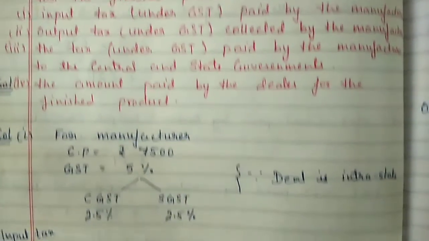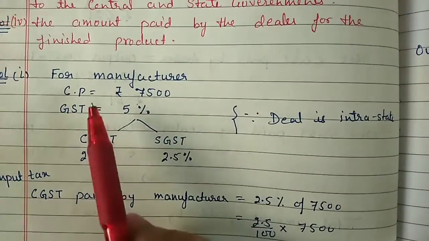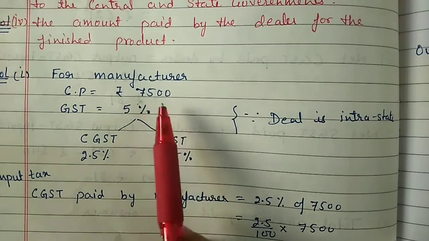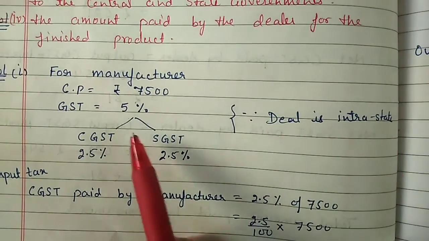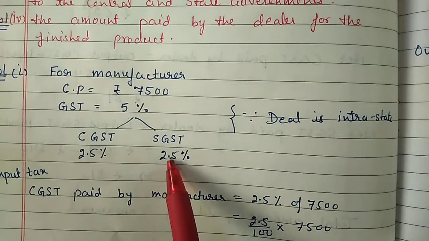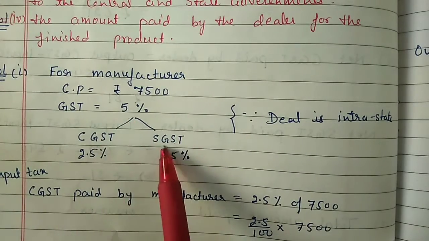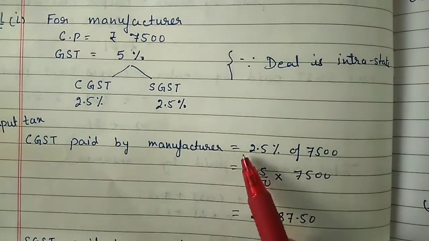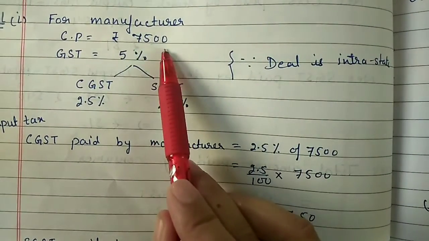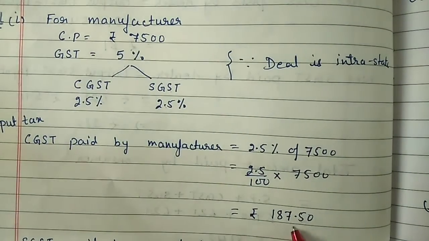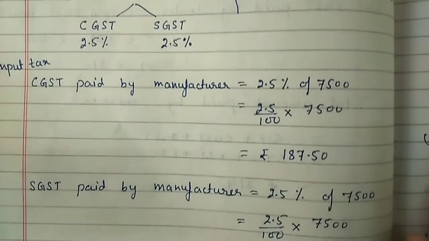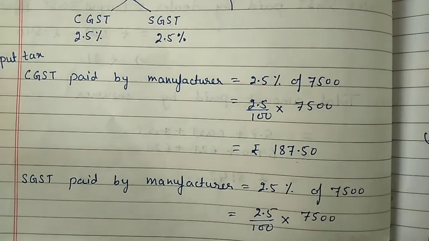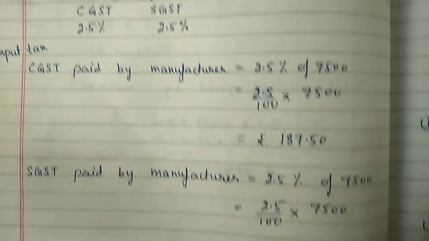Now first, for the manufacturer, cost price is 7,500 rupees and GST is 5%. Because this deal is intrastate, so 2.5% CGST, 2.5% SGST. Half we have to divide. So input CGST will be 2.5% of 7,500 rupees, 187 rupees 50 paise. And input SGST will be 2.5% of 7,500 rupees, again 187 rupees 50 paise.